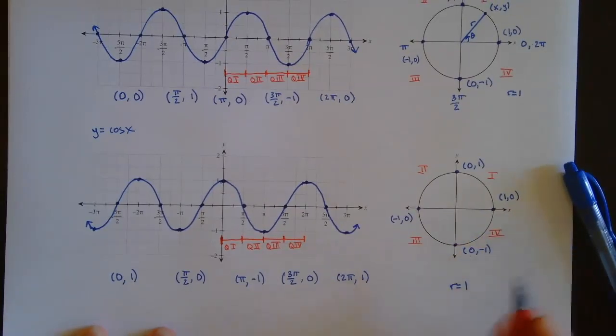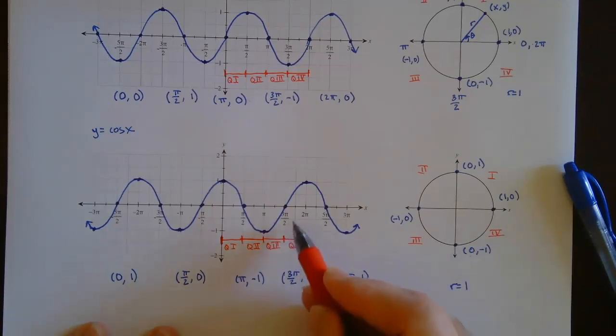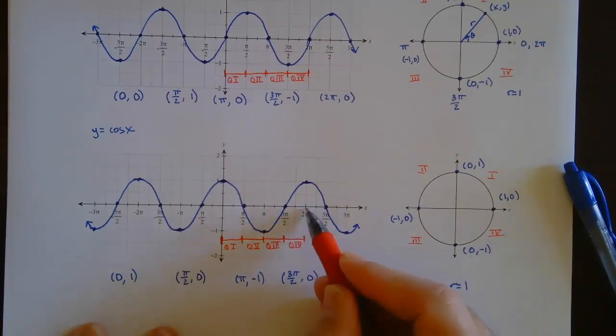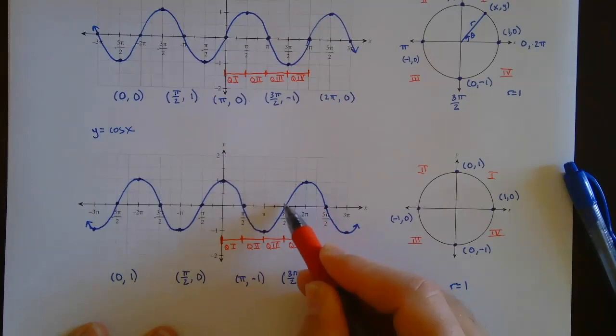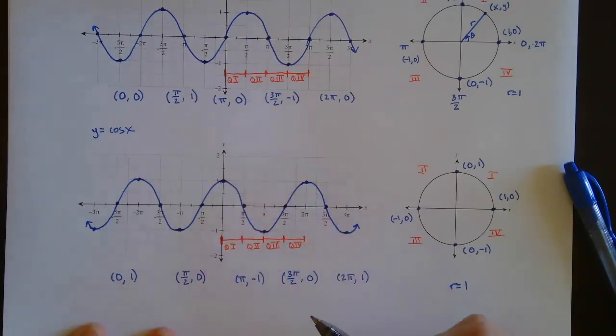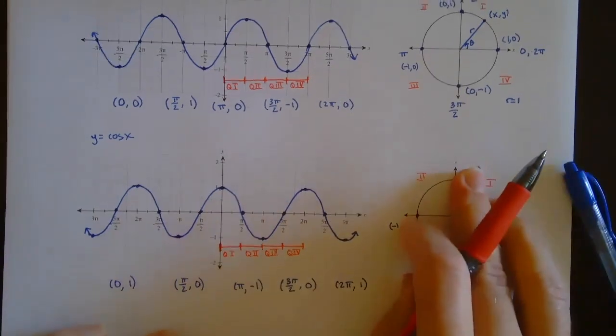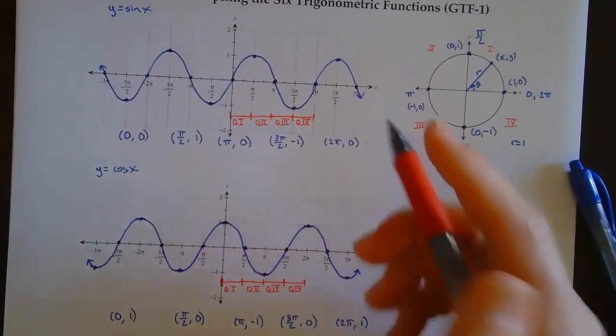Okay, so in quadrant 4, I know that my x's are positive. So when I go to do the ratio of x over r, my ratio is going to be positive. That's why the graph from 3 pi over 2 to 2 pi is positive, right? It's above the x-axis because I know all my ratios are going to have to be positive, okay? You can do the same thing with sine, okay?